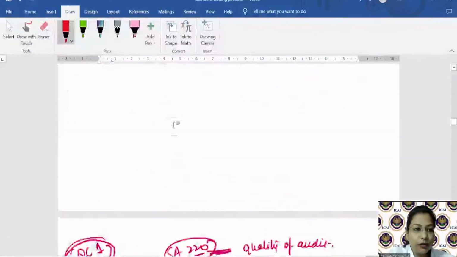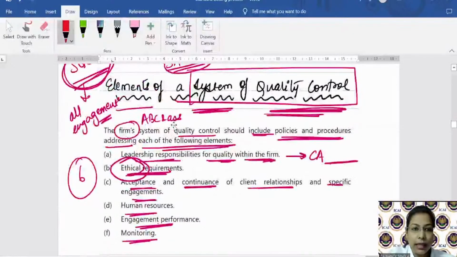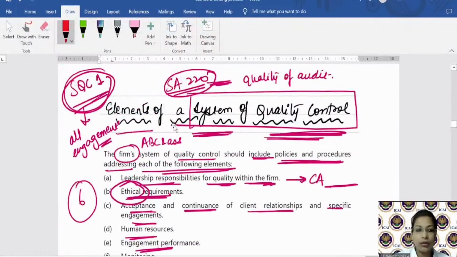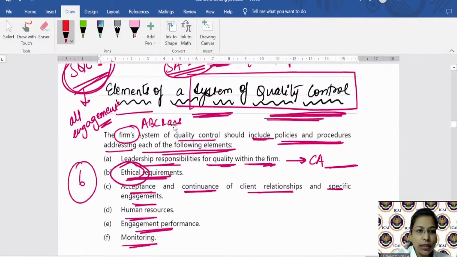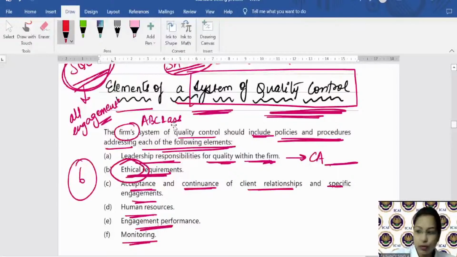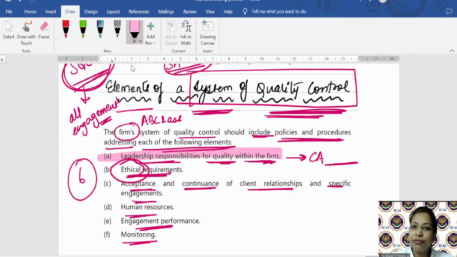So देखो, where were we? We were discussing these elements of a system of quality control. System of quality control क्यों करना है? I'm repeating it again and again. भाई, audit कर रहे हो तो quality तो maintain करनी है ना। So we have done this leadership responsibilities for quality within the firm, whereby we understood the concept of engagement partner, his actions and his appropriate messages should emphasize the importance of following audit quality. Remember, we have done that.